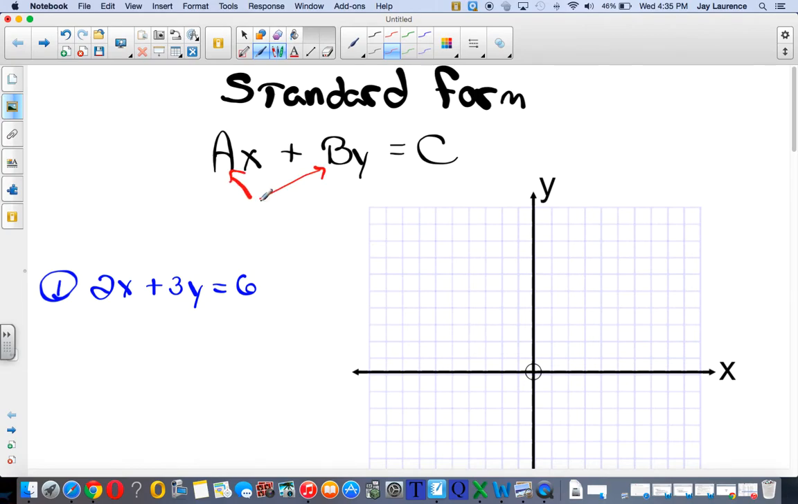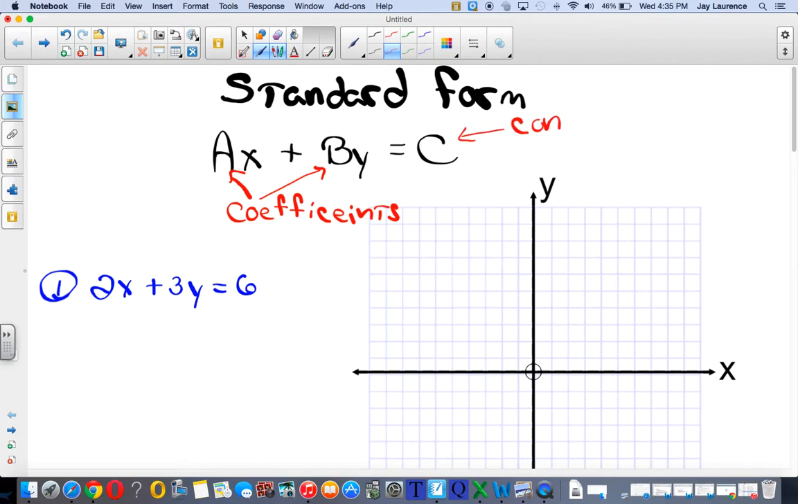The coefficients on x and y, coefficients. I like to say coefficients. I don't know if I know how to spell it, but I before E except after C. I think I got that wrong. Oh dear.